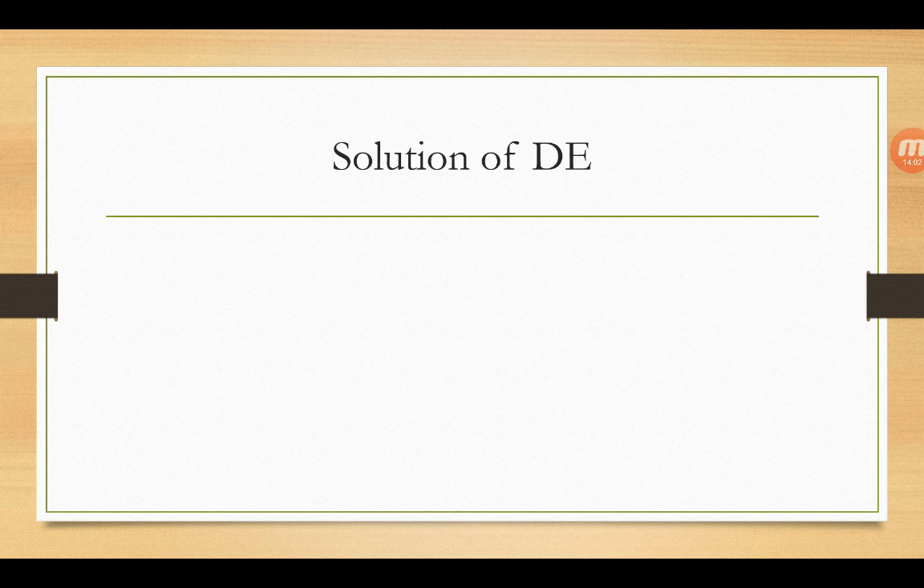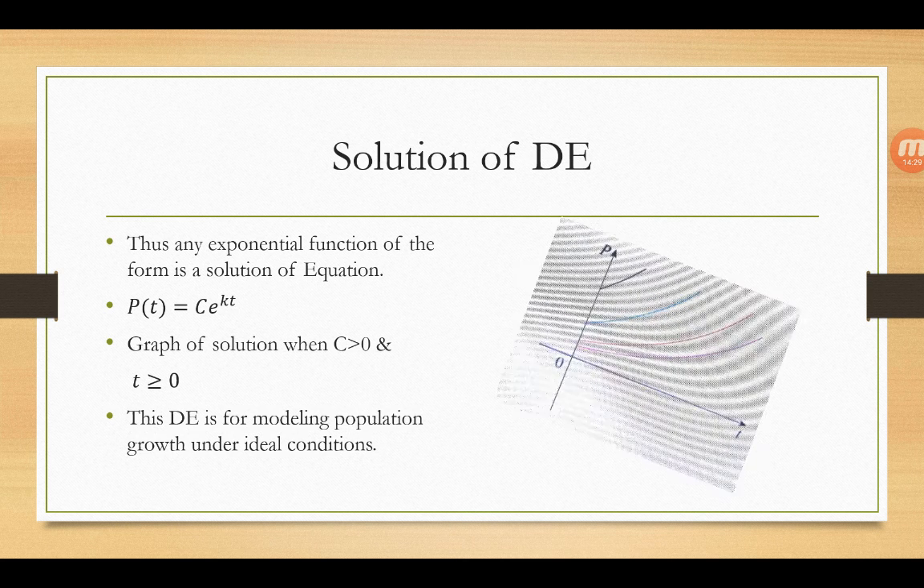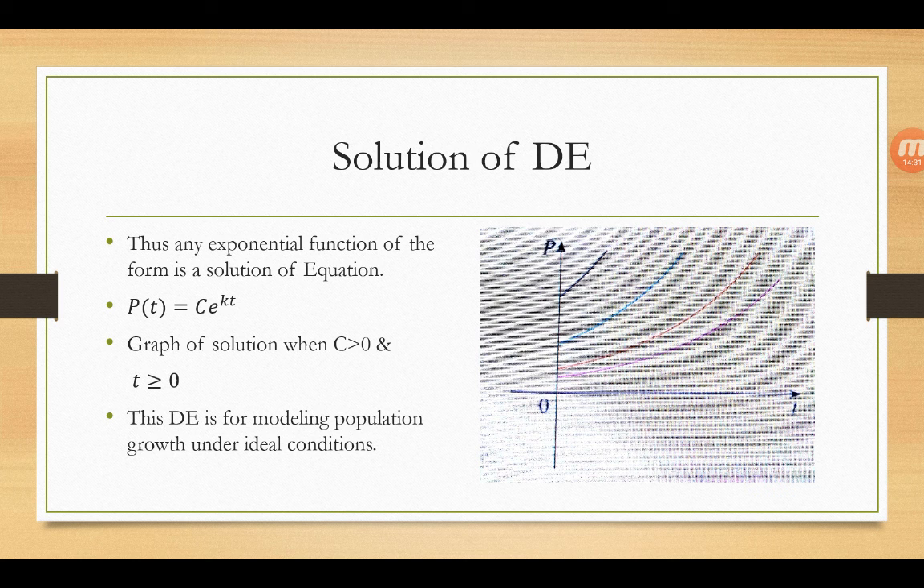Now we know this kind of differential equation. A similar thing we have seen in radioactive decay. The solution of this kind of equation is an exponential function. So I'll write that solution as P of t is equal to c times e to the power kt. The graph of the solution when c is positive and t is greater than or equal to 0 is as shown in the figure. You can see the exponential curve for c positive and t greater than or equal to 0.